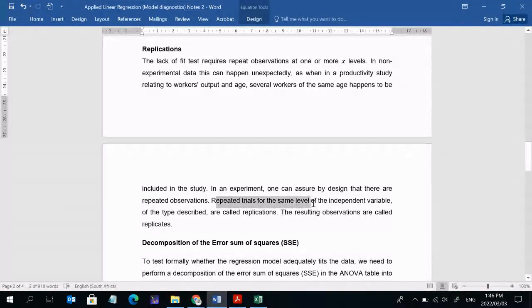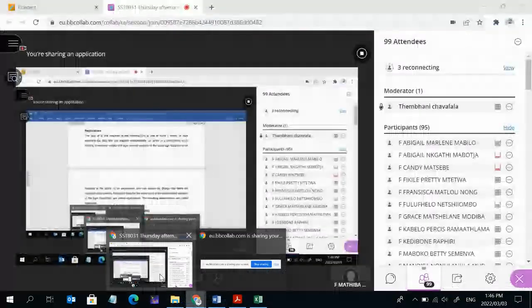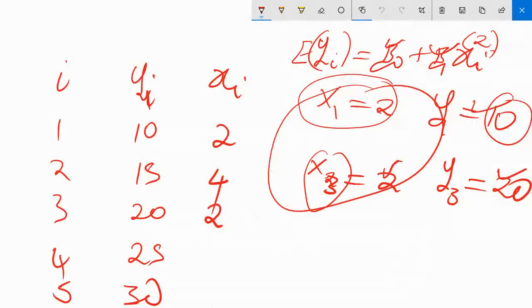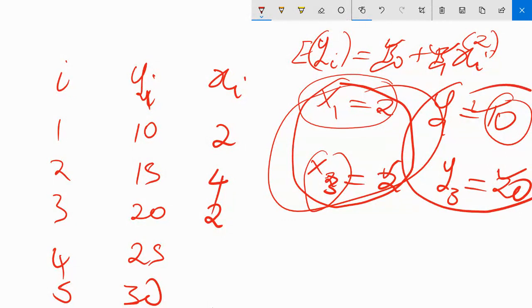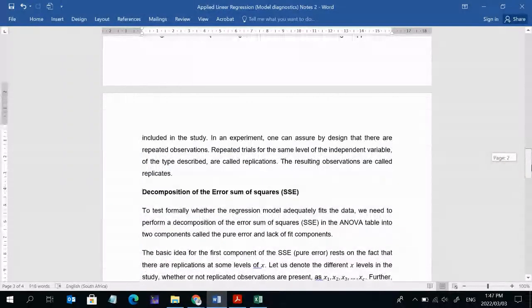So the repeated trials for the same level are called replications. Let me go back to the whiteboard. So what we are saying there is that these are replications, and these values are called replicates. So that's what we are saying in that statement.